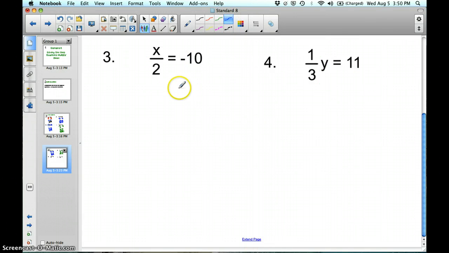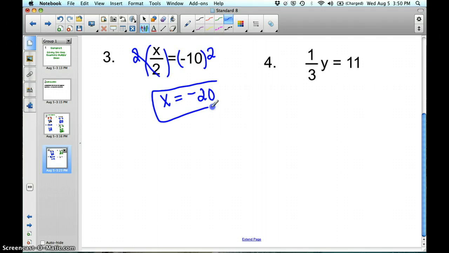Alright, for number 3, I have division here. So I have x divided by 2 equals negative 10. So in order to get rid of division, I have to multiply on both sides of my equation. And I'm just going to multiply by what's in the denominator, so I'm going to multiply by 2 on both sides. Okay, so 2 divided by 2 is going to give me 1, so these just cancel each other out. So I'm left with x equals, and then negative 10 times 2 is negative 20. Negative 20 is my solution.